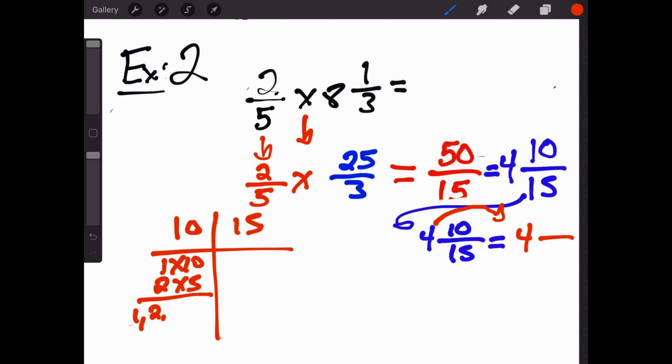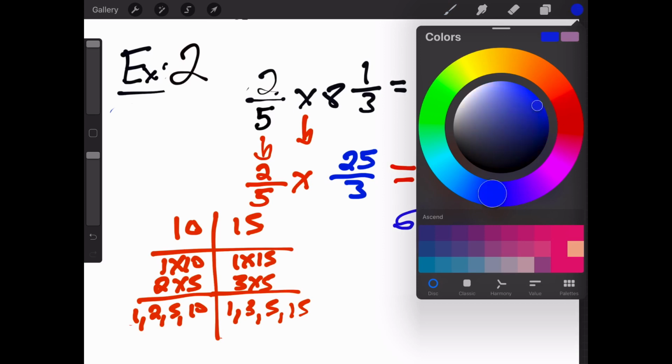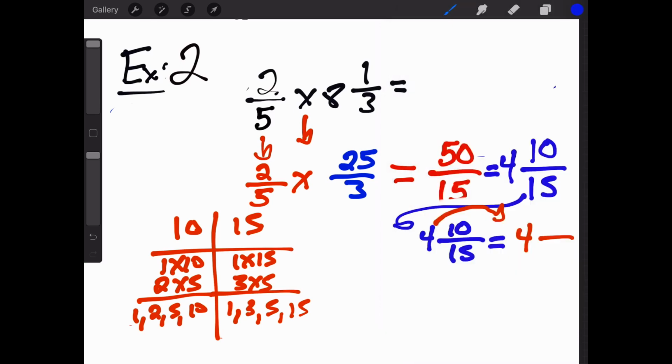So we have a 1, a 2, a 5, and a 10. Here we have 1 times 15 and 3 times 5. There aren't that many. So we have a 1, a 3, a 5, and a 15. Okay? Excellent. So we have a 1 on both sides. Do we have a 2 on both sides? No. Do we have a 5? Yes, we do. Do we have a 10? No. A 3? No. A 15? No. So our GCF is going to be the number 5.